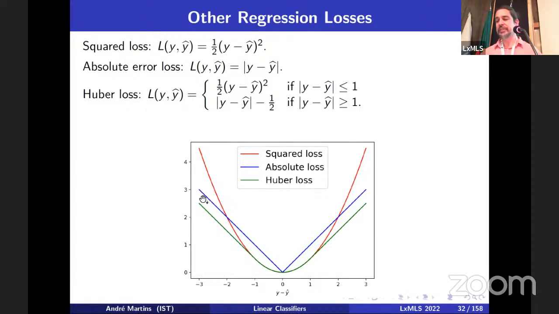The absolute loss doesn't penalize outliers that much, but on the other hand, it's non-differentiable at 0. And the Huber loss is kind of the best of both worlds. It's still differentiable everywhere, and it doesn't penalize outliers very much. So you cannot have a closed form expression for these two, absolute error loss and Huber loss, but it's possible to solve it with optimization, and it's widely used. Okay.